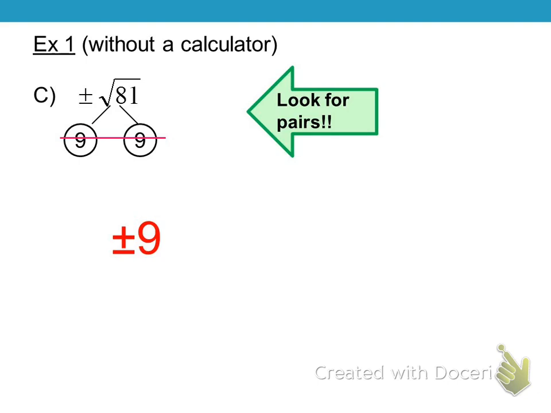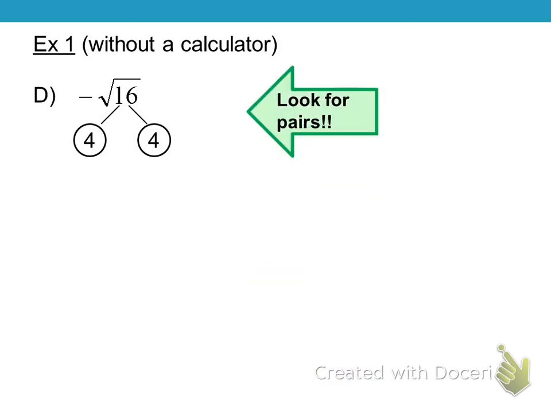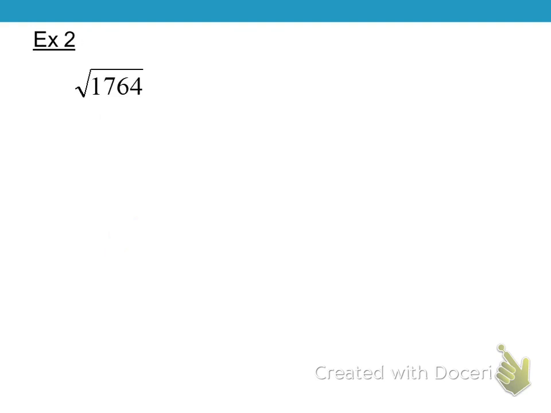What are your questions? Now I want the negative square root of 16. Negative 4. You just keep the symbol in front of the square root. Okay.